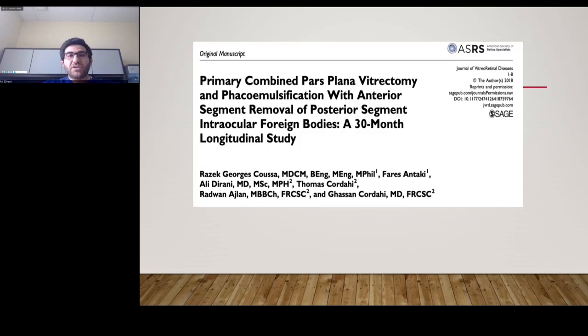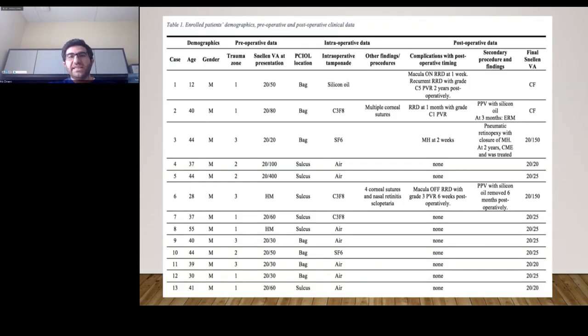And we have published our series on cases who had combined phaco-vitrectomy for intraocular foreign body. We had 13 patients who had this technique, and only 3 patients out of the 14 had a redetachment related to PVR. Usually in the literature, the PVR develops in more than 50% of patients. As you can see, patients with intraocular foreign body can have excellent vision. We have many patients with 20/20 and 20/25 vision.